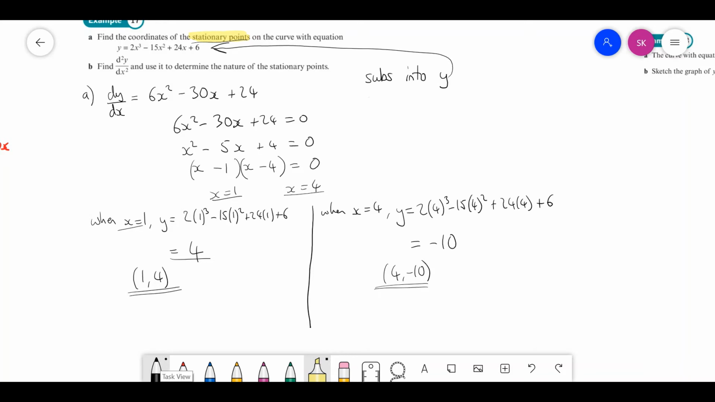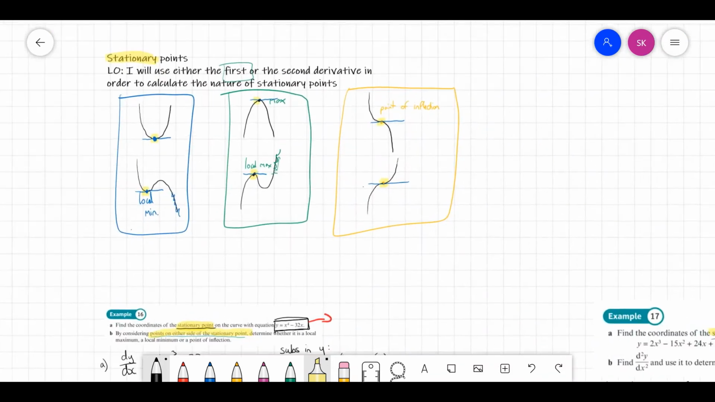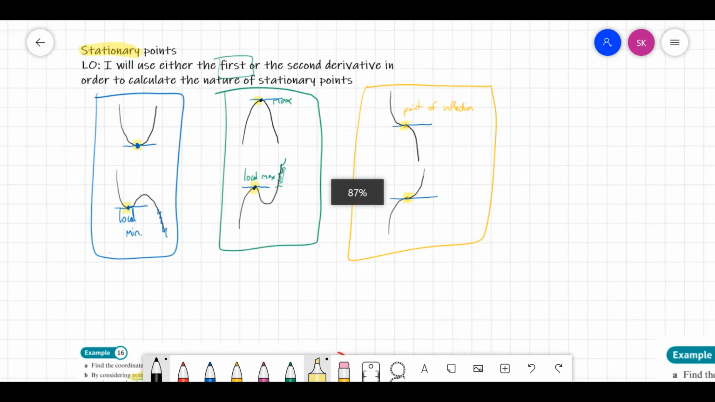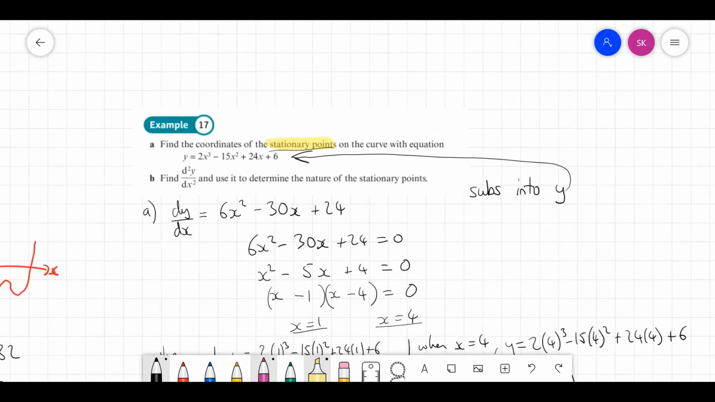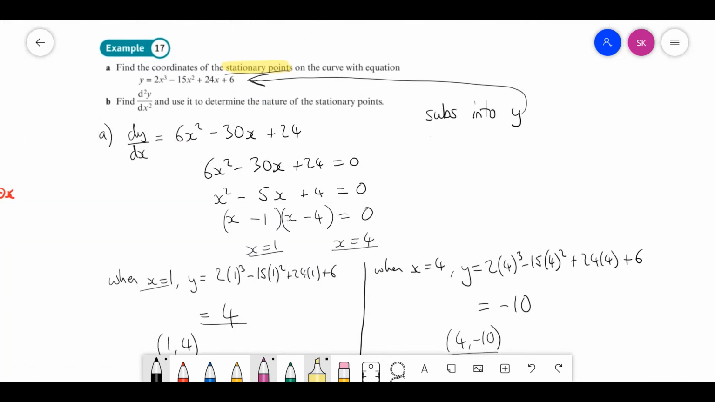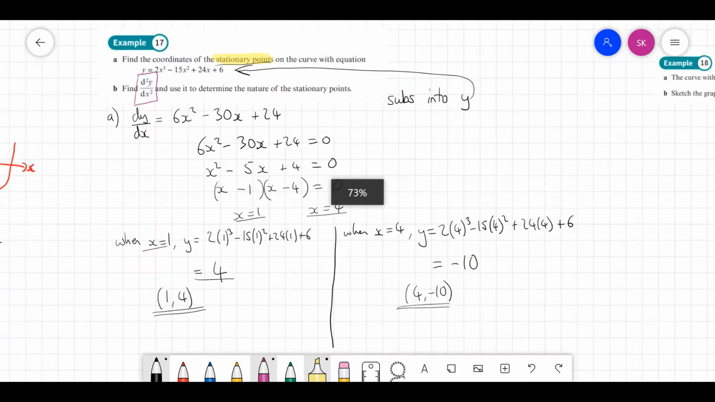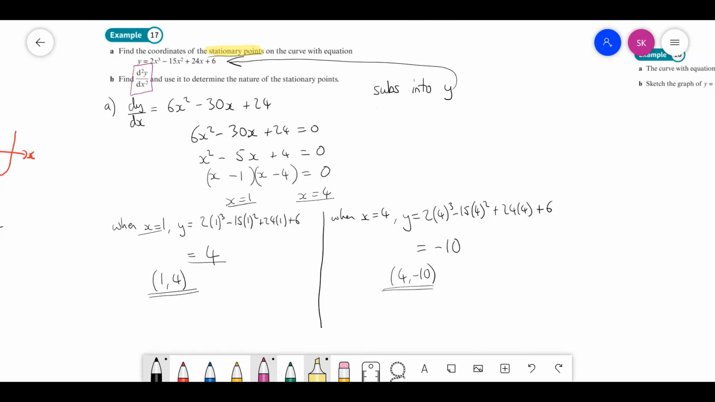So that's part A. Part B says, find d2y by dx squared and use it to determine the nature of the stationary points. So going back to the learning objective again, as I said right at the beginning, to find the nature of stationary points, you can either use the first or the second derivative. This question is telling us we need to use the second derivative because it's telling us we have to find d2y by dx squared. So the first thing I'm going to do is find d2y by dx squared.